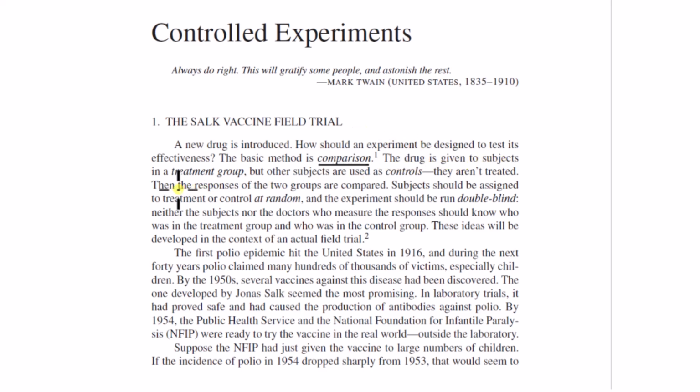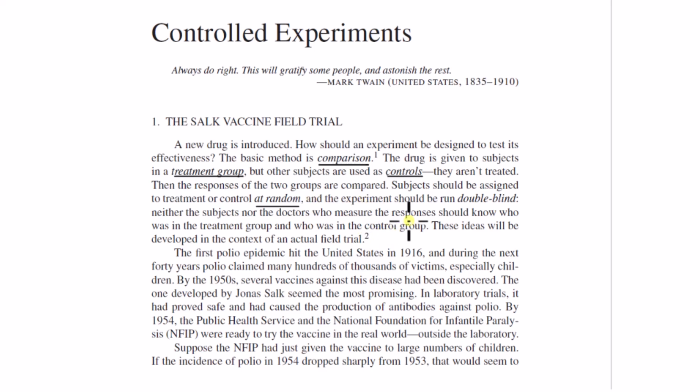The drug is given to subjects in a treatment group, but other subjects are used as controls. They aren't treated. So you have the treatment group, the group that you give the drug to, and then the control group you don't give the drug to. The control group is unaffected, right? And we're going to compare the results from these two groups to get a sense for how effective the drug is. Subjects should be assigned to treatment or control at random, right? So assigning a subject to the treatment group or the control group needs to be random.